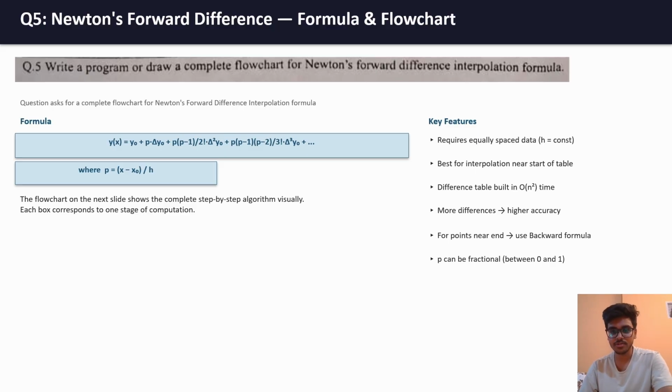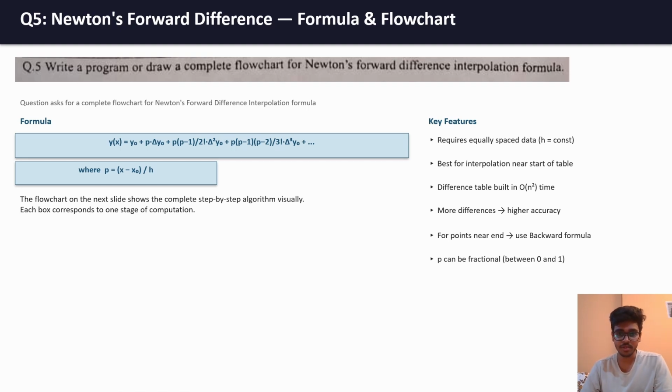Question number 5 asks us to draw a complete flowchart for Newton's forward difference interpolation formula. We already used this formula in question 1 to estimate population values. Now we will represent the complete step-by-step logic visually using a flowchart so that anyone can understand exactly how the computation flows from input to output.